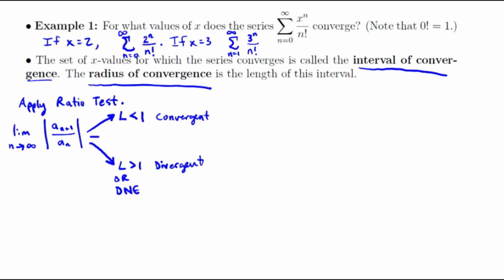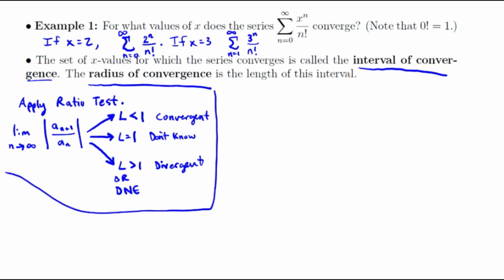And then there was the middle ground. What if it is equal to 1? And then remember, in this case, we don't know. We don't know by the ratio test. That doesn't mean you can't figure it out, but it just means the ratio test doesn't tell it to you. Okay, so that's what our ratio test is, remember?